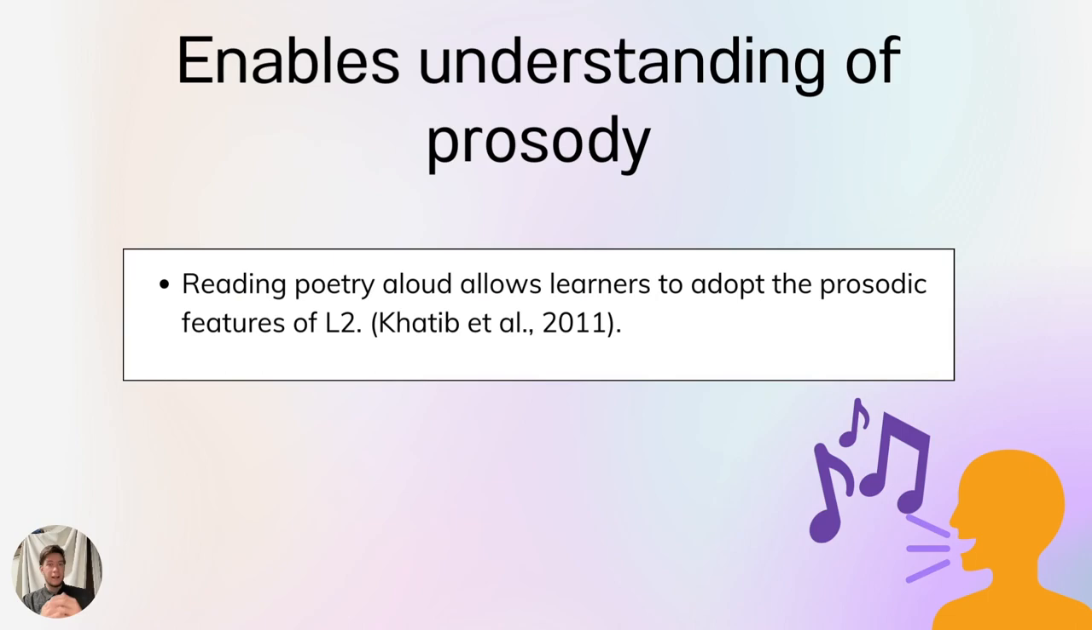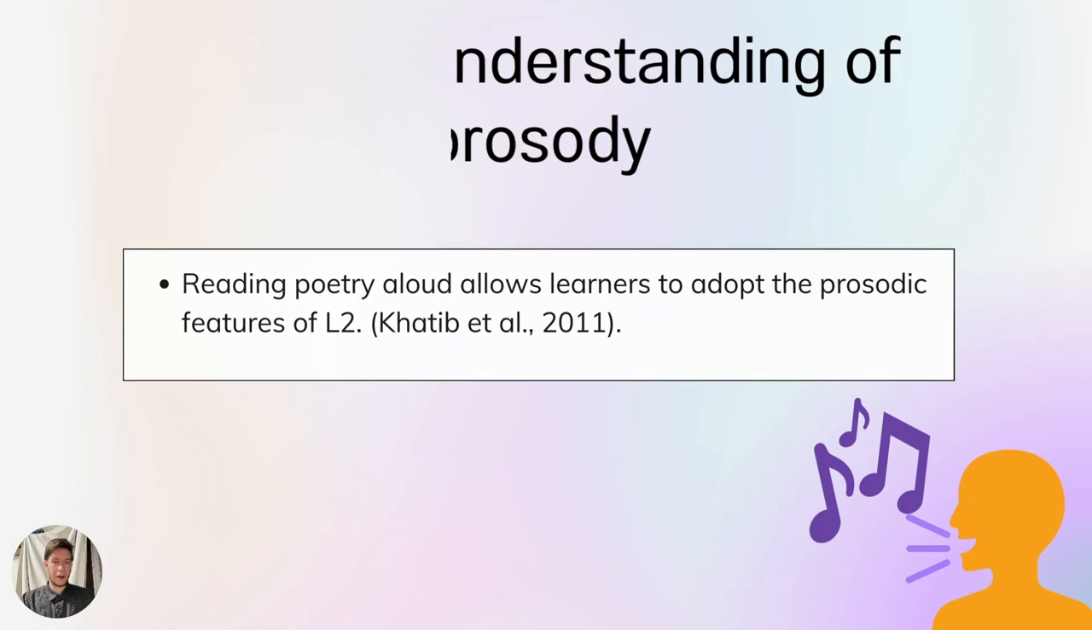And finally, poetry reading enables understanding of prosody and intonation. Khatib demonstrated that learners who read poetry tend to adapt prosodic and intonational features of the target language. But an important point is that students should read poetry aloud, or they should be directed towards paying attention to prosody and intonation.